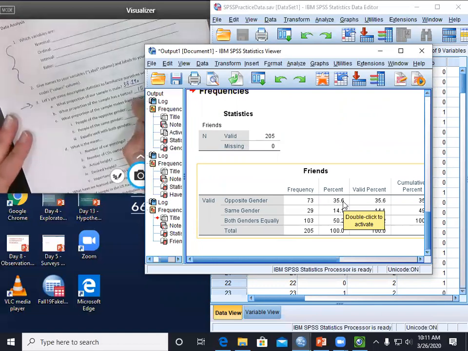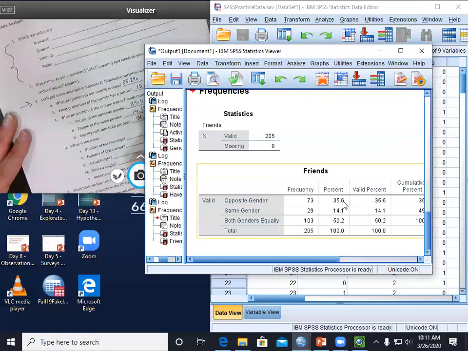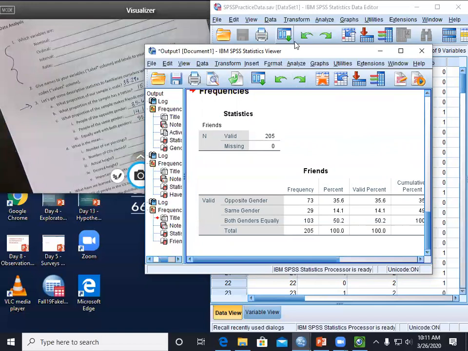All right, here we see 35.6% of people said they make friends more easily with the opposite gender. 14.1% said they make friends more easily with the same gender. And about half of people, 50.2%, said they make friends with everyone. It doesn't matter what their gender is.